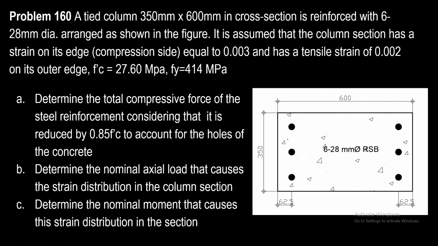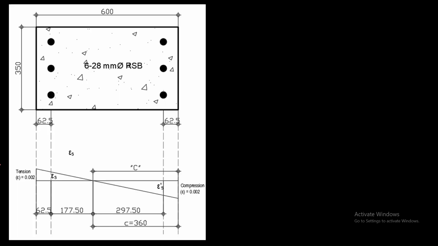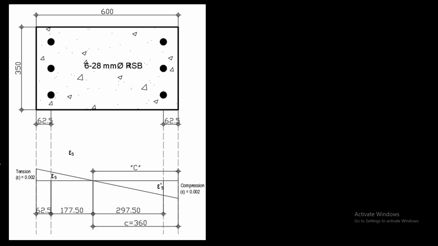So this is the cross section with 6 pieces of 28 millimeter diameter RSB, or reinforcing steel bar, and their effective concrete cover of 62.5 millimeters. For the solution, or question letter A, we are going to illustrate the stress or strain diagram in relation to the given values.